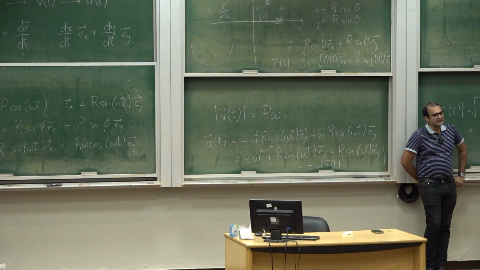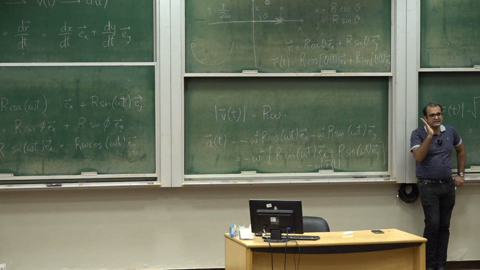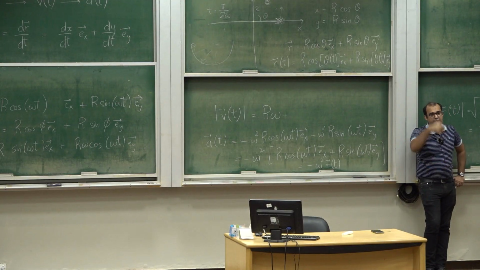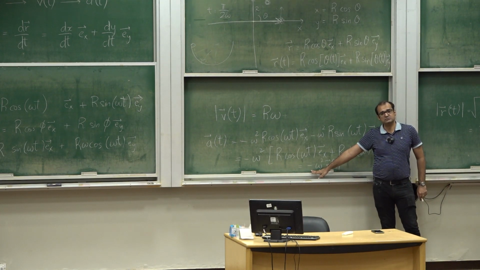And what is the position vector? The position vector joins the origin or the center of the circular motion to the object. So what is this minus sign telling us? The position vector is always radially away from the center towards the object. So what's the direction of the acceleration vector? Towards the center, from the object towards the center of the circular motion. That's what this minus sign is physically telling you.